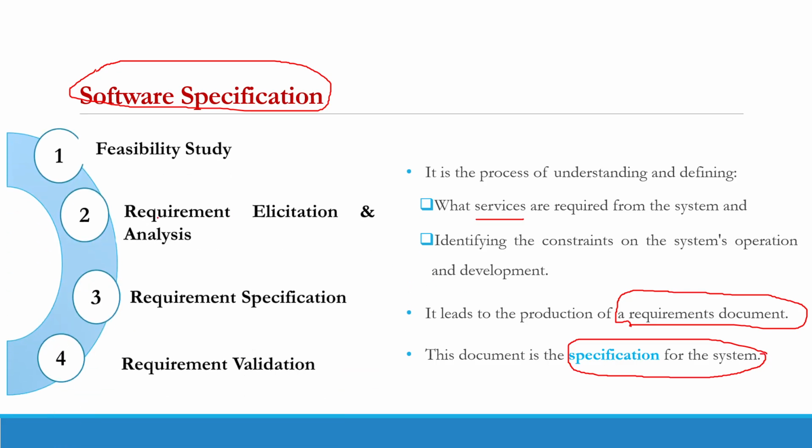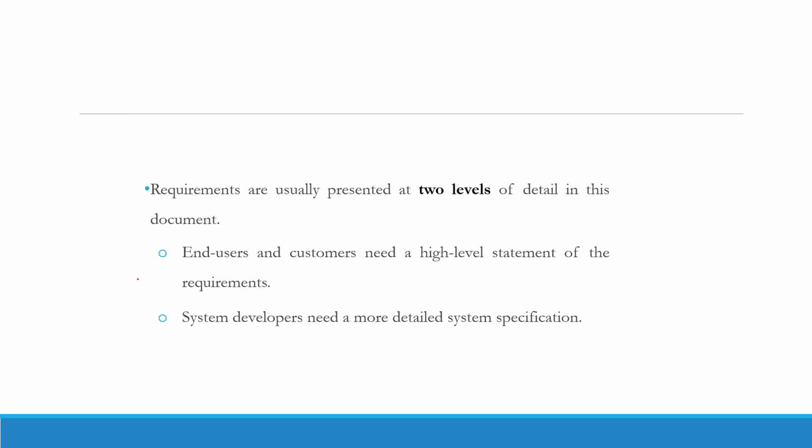These are the steps. We have 4 steps to conduct the software specification. The first one is the feasibility study. The second one is requirement elicitation and analysis. The third one is requirement specification, and finally we have requirement validation. So these are the steps or stages that we are going to follow during software specification.